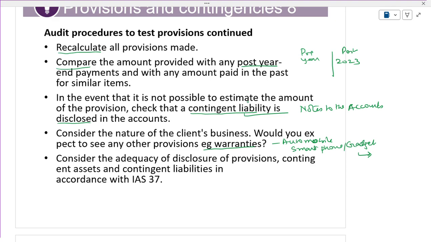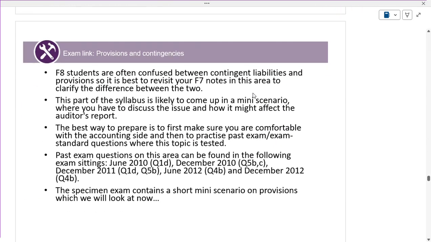Consider the adequacy of disclosures of provisions and contingent assets, as done per IAS 37. F8 students are confused between contingent liability and provision. F7 is nothing but financial reporting. In financial reporting, they have one exclusive chapter on IAS 37.